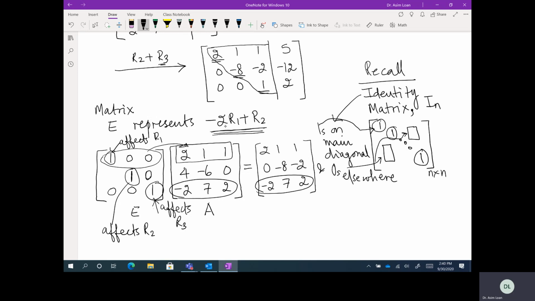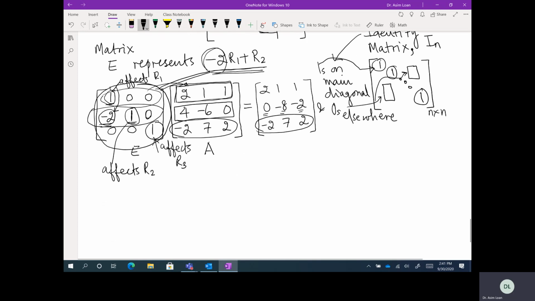So what do I need to do? I need to have this 2 over here. So I say minus 2. If this affects row 1, this will also affect row 1. This affects row 2. This affects row 3. So minus 2 times this one simply means I weight the first row of this matrix by minus 2, and I weight the second row of this matrix by 1. If I do that, minus 4 plus 4 gives me 0. Minus 2 minus 6 gives me minus 8. Minus 2 plus 0 gives me minus 2. So this E matrix actually represents this one, right?